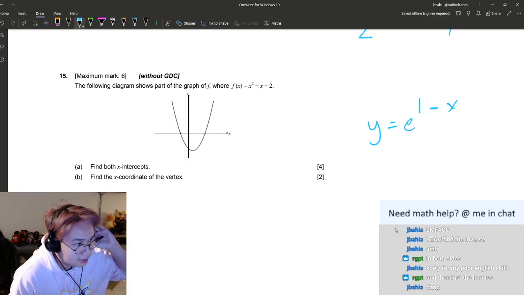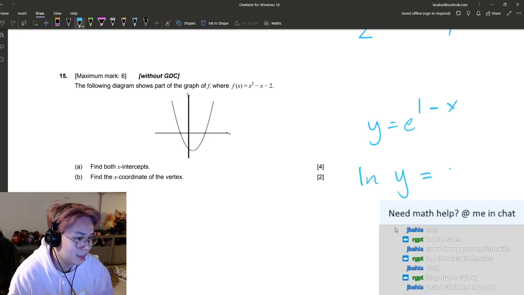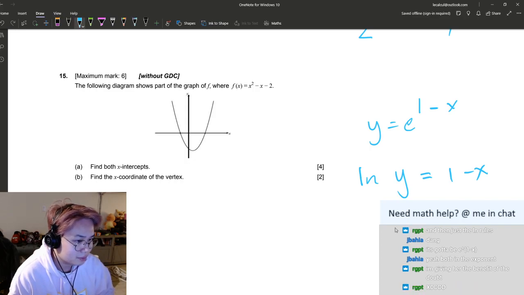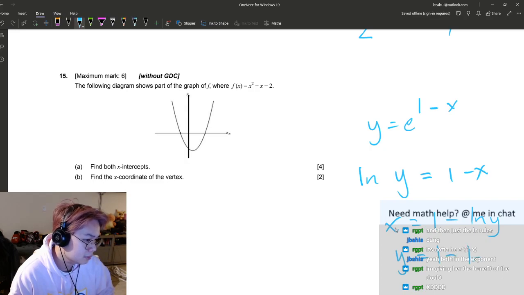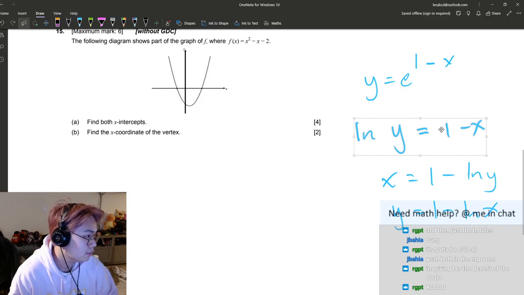Because if it's this, then you just change this to logarithmic form. So this says that the natural log of y should be the exponent 1 minus x. In other words, x is going to be 1 minus the natural log of y, and then you do your switchy thing. So the important part is you need to be comfortable changing it to natural log form.